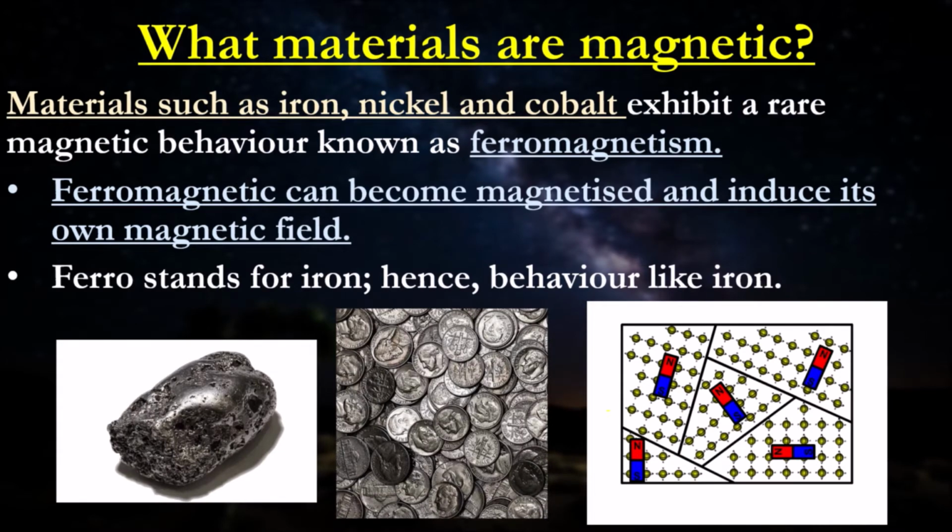Alright, so what materials can be magnetic? Now, materials such as iron, nickel, and cobalt have a rare magnetic behavior known as ferromagnetism. Ferromagnetism is a material's ability to become magnetized and induce its own magnetic field. In terms of the wording, ferro actually stands for iron. So when we mean ferromagnetism, it means a behavior similar to iron. So nickel and cobalt have the potential to behave quite similarly to iron, like so.